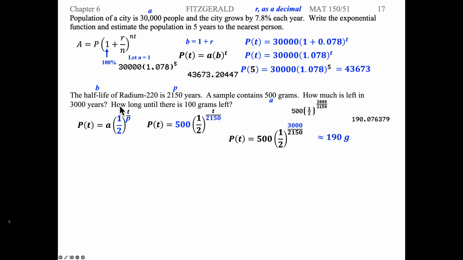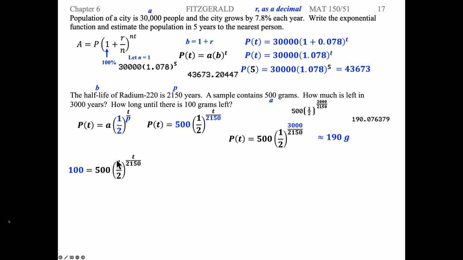And the third part: how long until there are 100 grams left? Now this is less than the 125, so we have to have an answer twice as big as 4,300, twice as big as 2,150, which is 4,300. We have to be bigger than that in years. So 100 is now going to be my P of t. So using this equation right here, putting 100 in for P of t, we'll solve this for t.